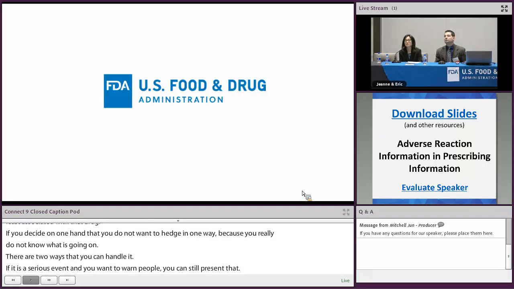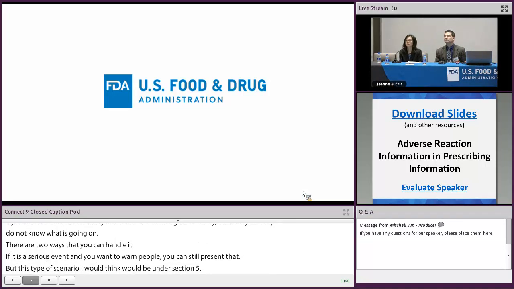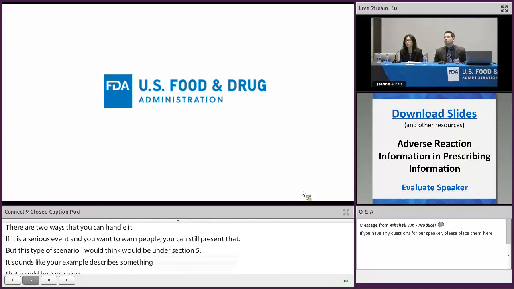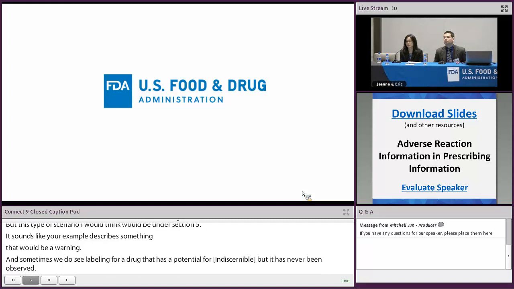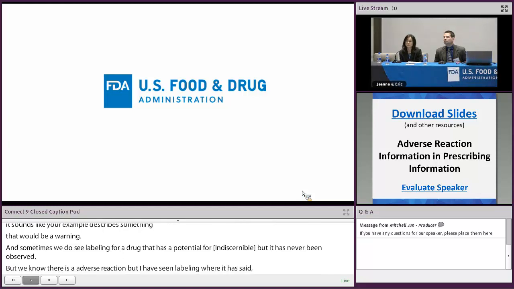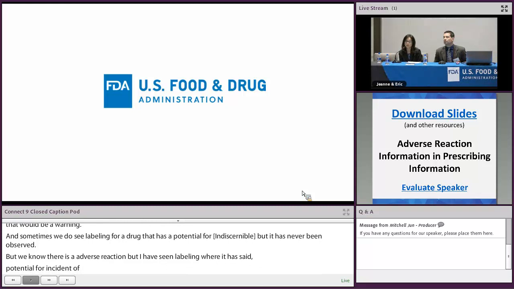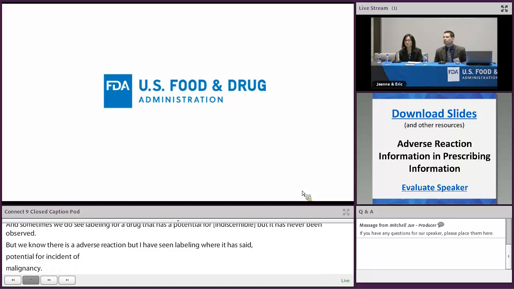And sometimes we have labeling, let's say, for a drug that has a potential for increased malignancies, but it hasn't been observed, though we know from the mechanism of action that it's immunosuppressive. I have seen labeling examples where Section 5 will say it has a potential for increasing the incidence of malignancy, but the data just doesn't really support it. It's kind of neither here nor there. And you could use that as an approach to include that information from the other drug in the class before you actually know for sure and can rule that out, if it's sufficiently important and serious of an event.